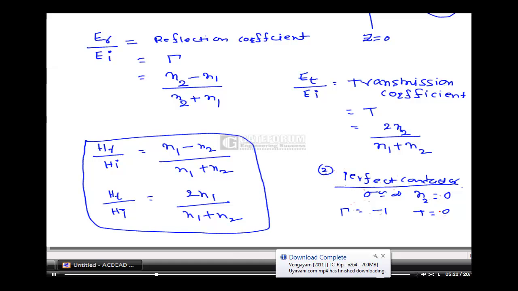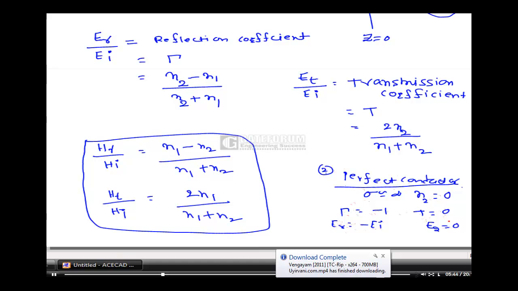What does it mean? Tau is equal to minus 1, so ER by EI is equal to minus 1. Therefore, ER is equal to minus EI. So the reflected is nothing but the opposite of the incident. That is, the total wave is reflected back. And transmission is 0, which means E2 is equal to 0.